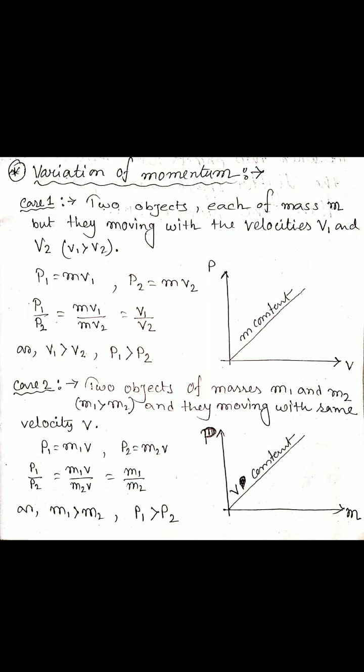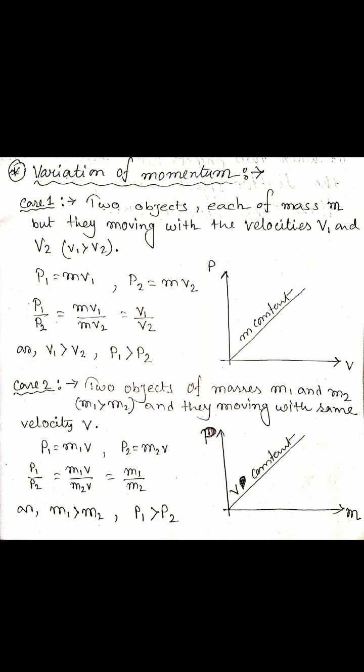First case, we consider two objects having the same mass m, but moving with different velocities v1 and v2. The second example: a bullet fired from a gun and by hand. Mass will be the same, but the velocity will be different, v1 and v2. We say that velocity v1 is greater than v2. So p equals m into v. For the first case, p1 equals m into v1, m is constant. p2 equals m into v2.